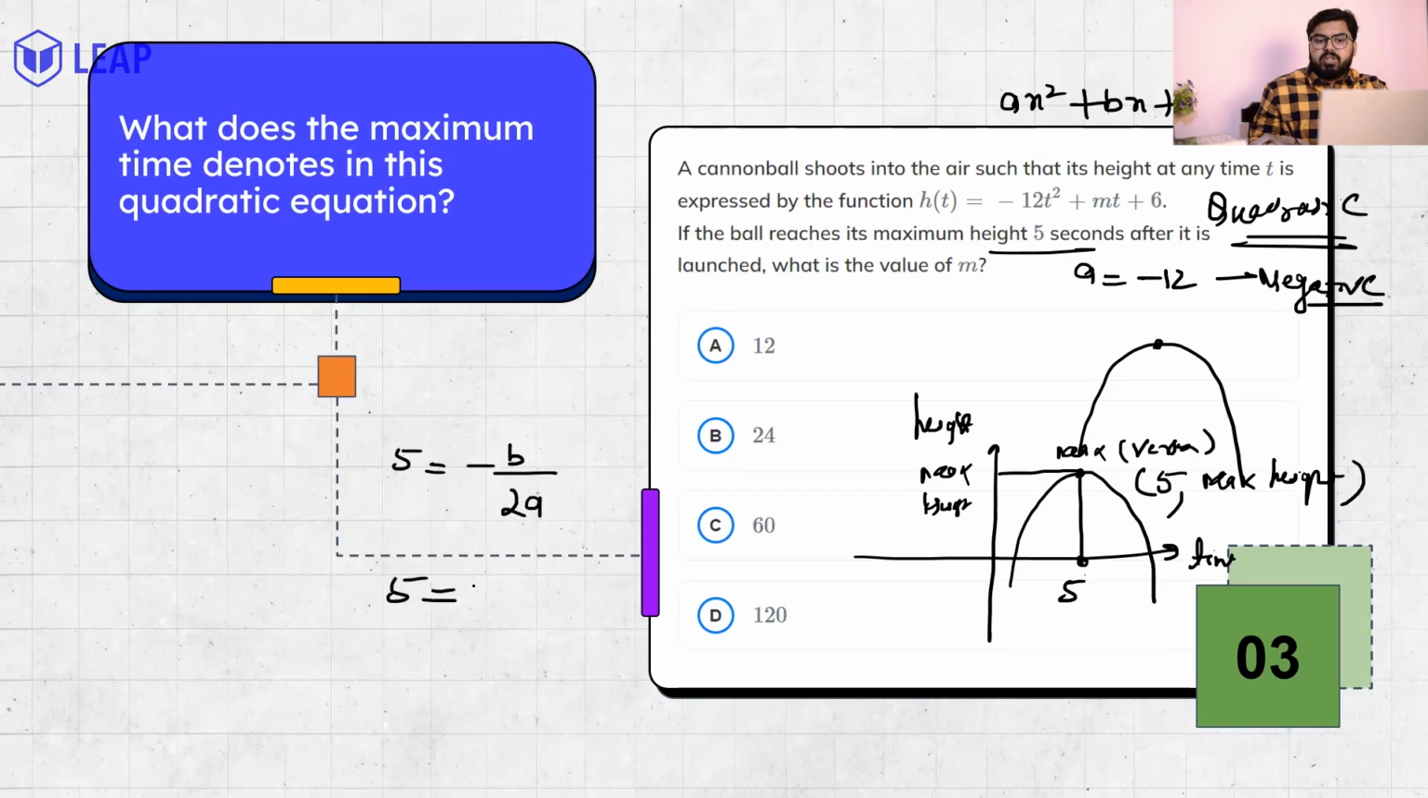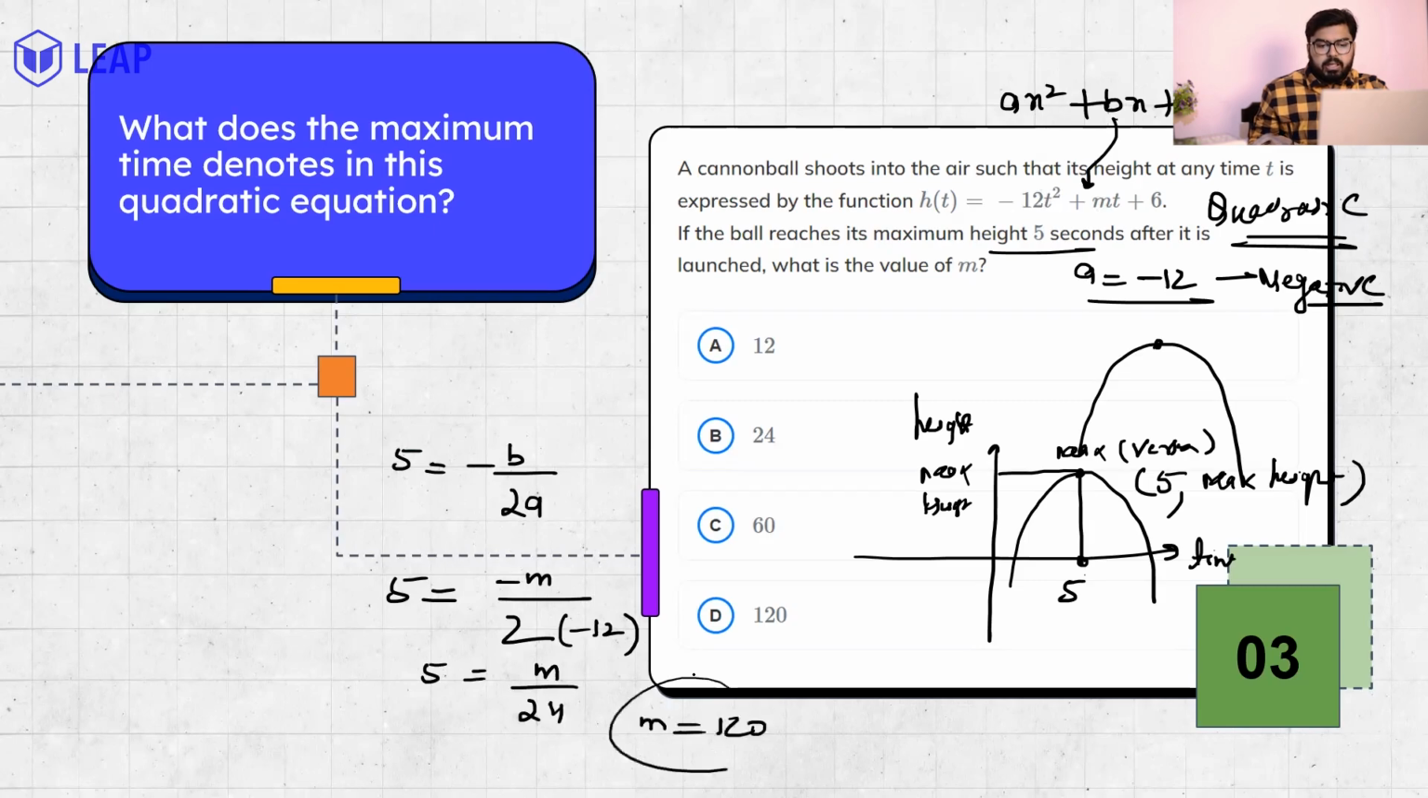So comparing it with ax square plus bx plus c, what is b? B is m. So it's going to be minus m by 2a. What is a? A is minus 12. So 2 into minus 12. So 5 is equal to m by 24. So m is equal to 120, right?